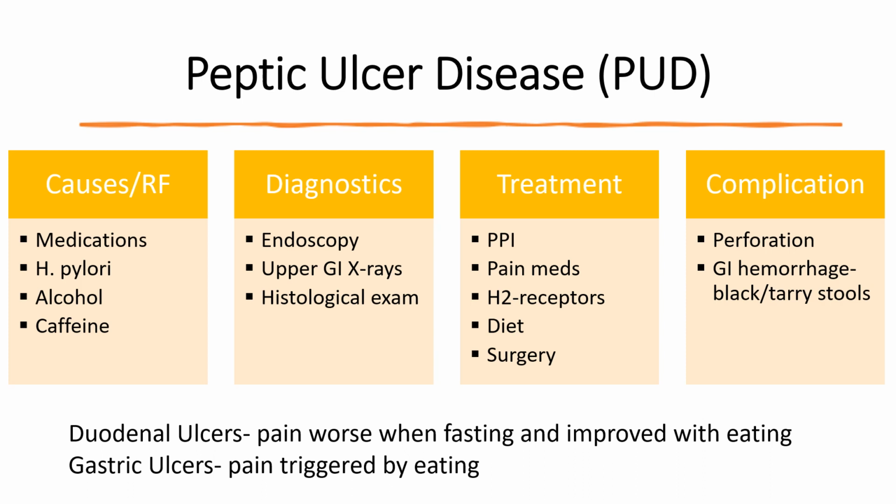An upper GI endoscopy is the preferred procedure to evaluate for it. There are other options there, upper GI x-rays with the barium, histological exam, but again, that upper GI endoscopy is the preferred way. Complications of PUD are GI hemorrhage, and that would be presenting as black tarry stools. Abdominal or intestinal infarction, perforation's a big one.